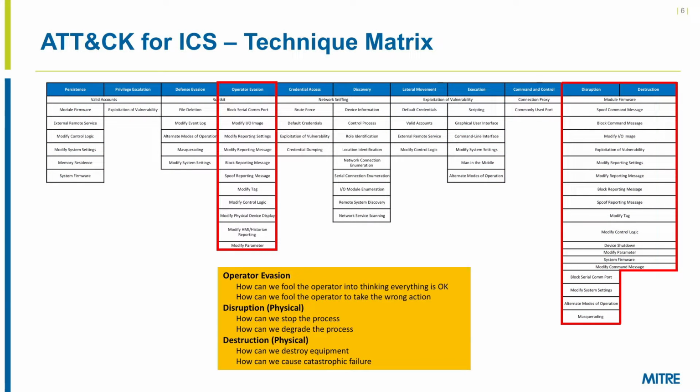We also look at the discovery tactic category, and this is just the adversary getting a lay of the land, trying to figure out what's on the network. So there's a number of techniques in here that we've added in order to describe what an adversary is doing to get a lay of the land.